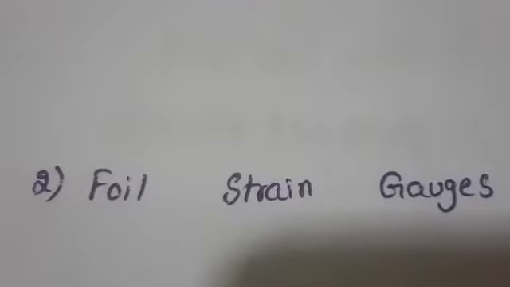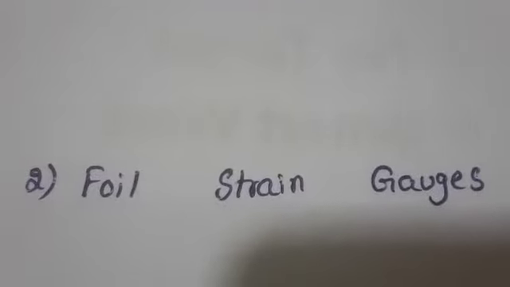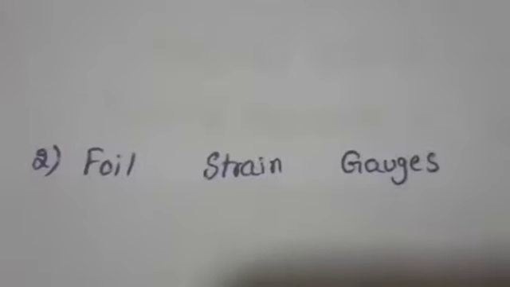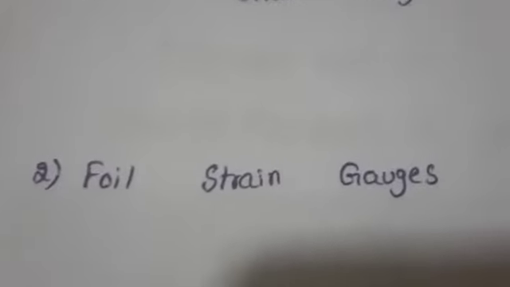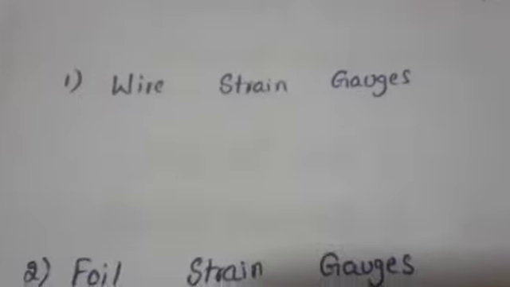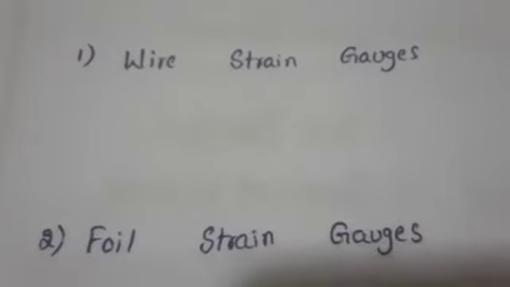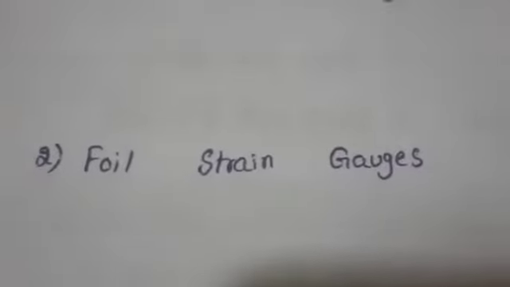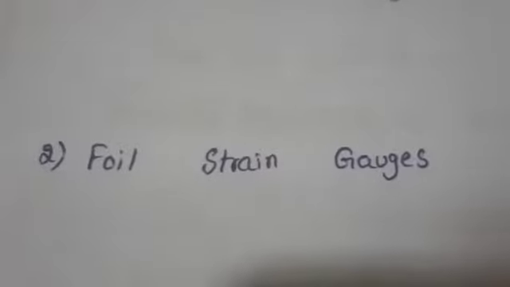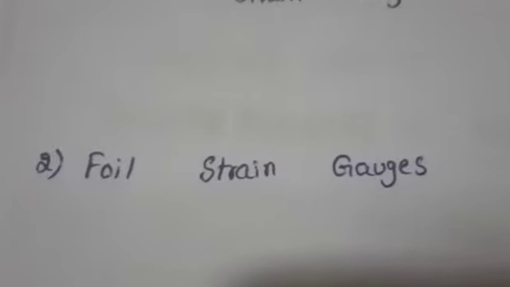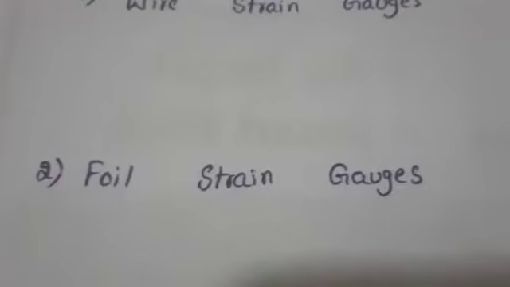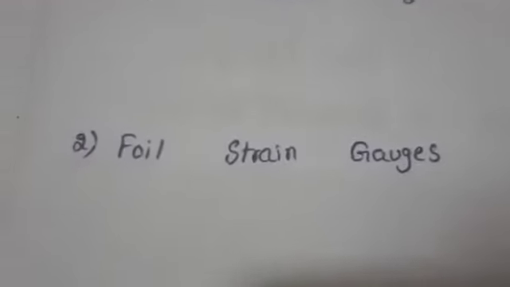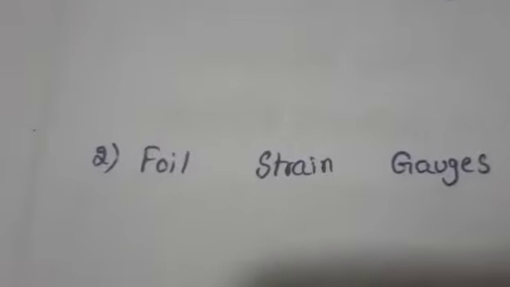Foil strain gauges are an extension of wire strain gauges. Here the strain is sensed with the help of metal foil, that is, the wire. Foil here is nothing but wire.